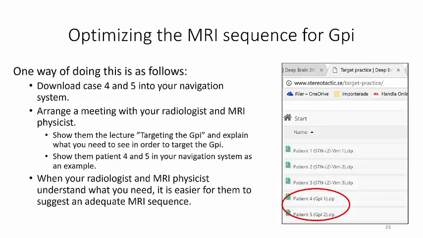If you want to optimize the MRI sequences for the GPI, then one way of doing this is as follows. I suggest that you download case 4 and 5 into your navigation system, then arrange a meeting with your radiologist and with your MRI physicist. Show them the lecture targeting the GPI and explain what you need to see in order to target the GPI. Show them patient 4 and 5 in your navigation system as an example. When your radiologist and MRI physicist understand what you need to see and why, then it is easier for them to suggest an adequate MRI sequence.